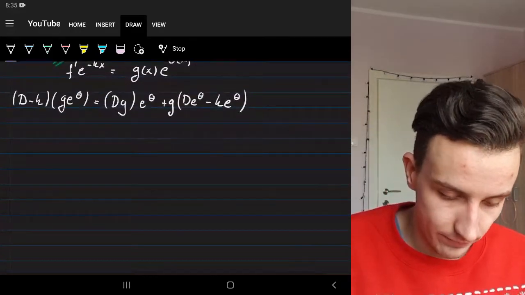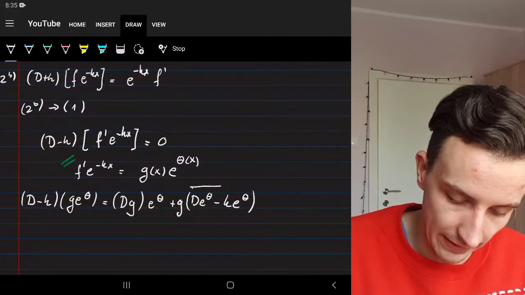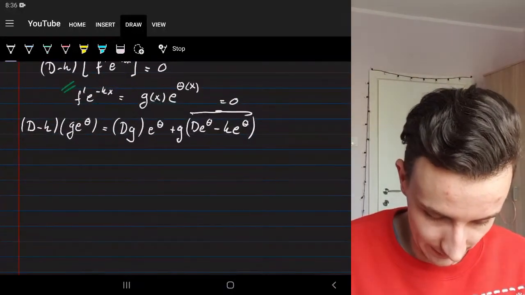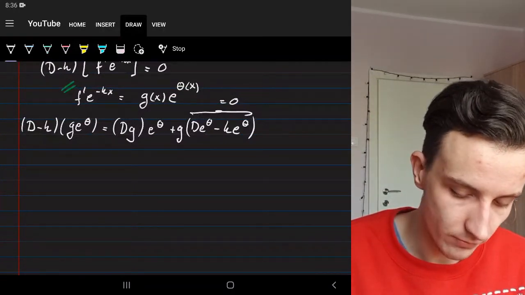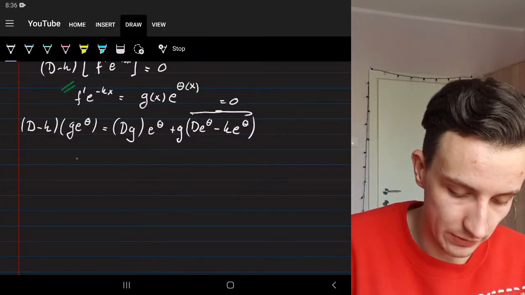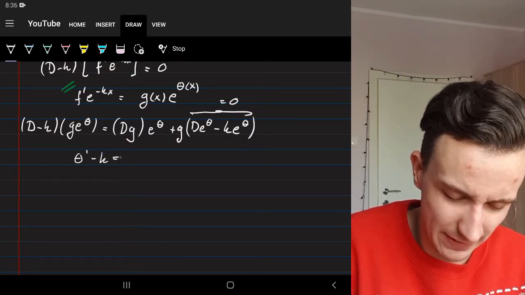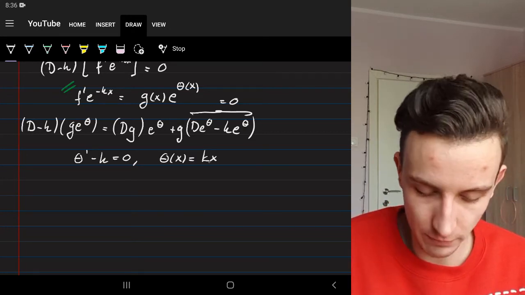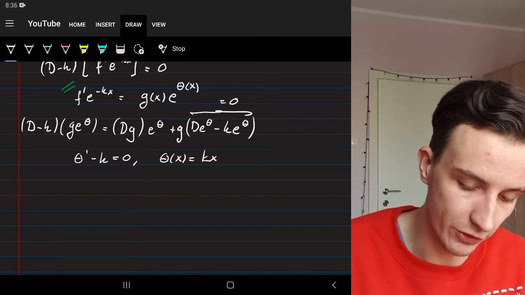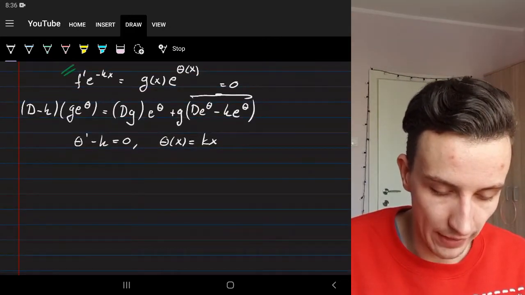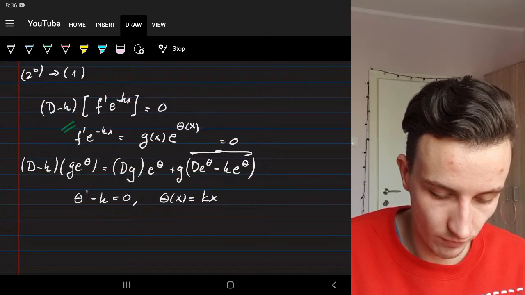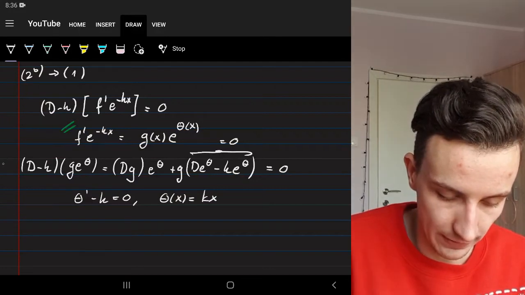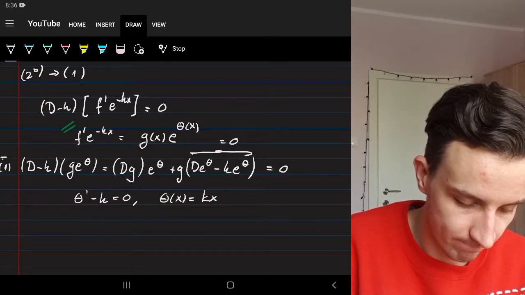Now that we have that, we again say that we want this to be equal to 0. And if we want that to be equal to 0, we'll need theta prime minus k equals 0, or theta of x is kx. Again, plus c would just be absorbed into the g. So now, this is our whole differential equation, by the way. So this is equal to 0. This statement is equivalent to 1.